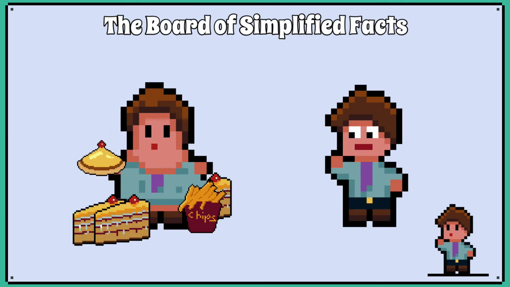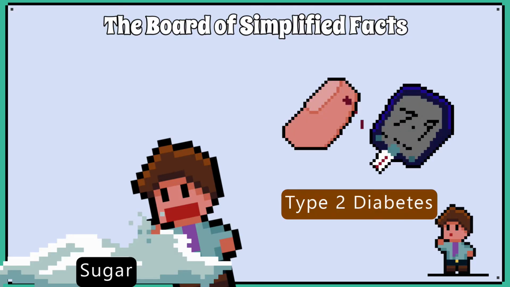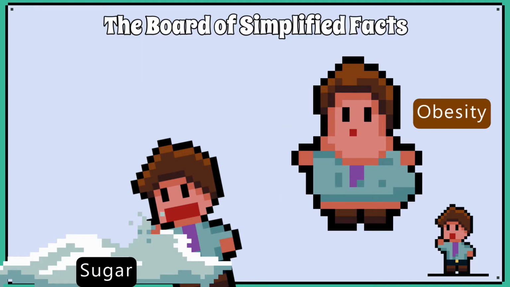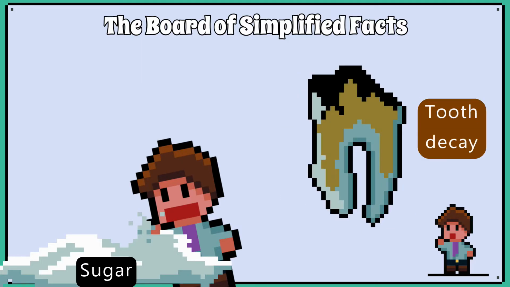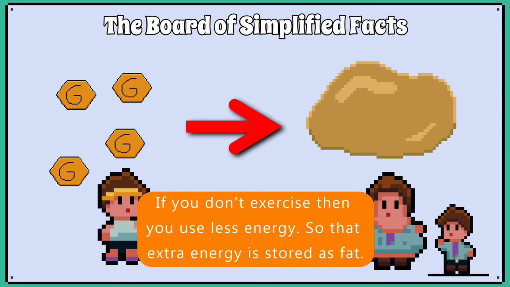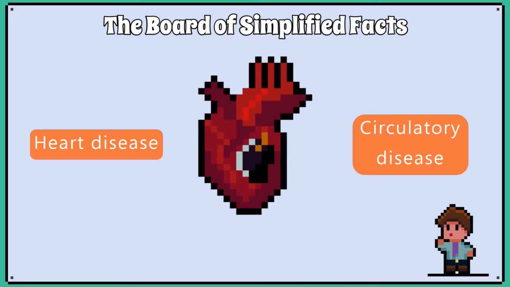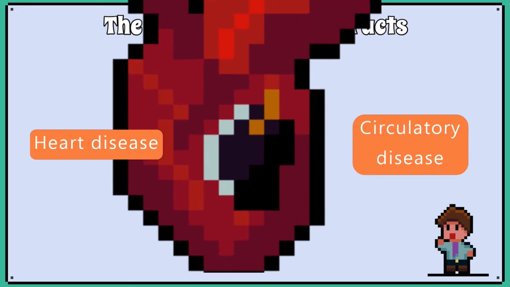Now to the health problems associated with a poor diet. If we eat too much sugar, this can lead to the following conditions: type 2 diabetes, obesity, and tooth decay. The reason excess sugar can lead to obesity is that the extra calories from sugar can be eventually stored as fat. Remember, if you don't exercise often, then you don't use as much energy, so any sugar not used can end up as fat. Obesity can lead to heart disease and circulatory disease.